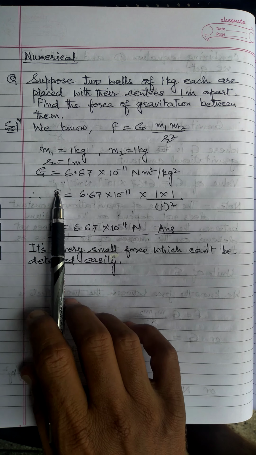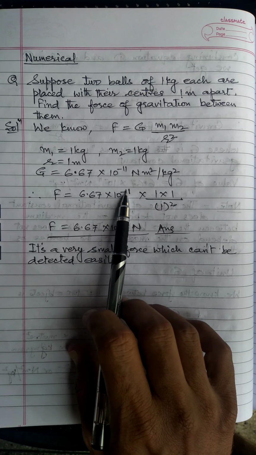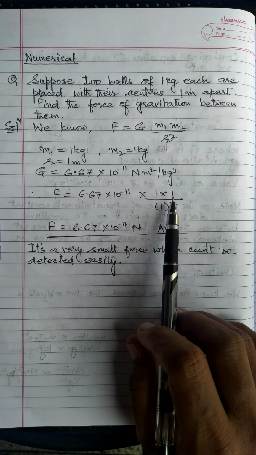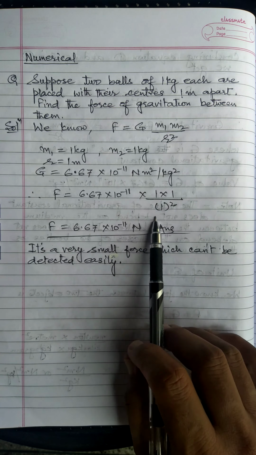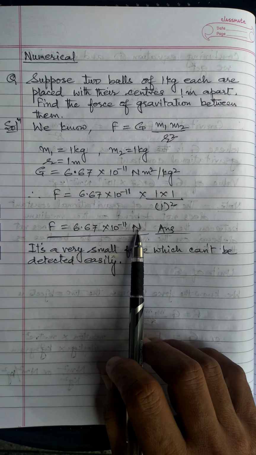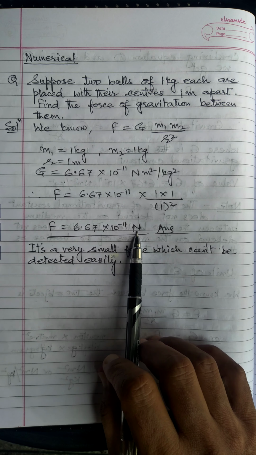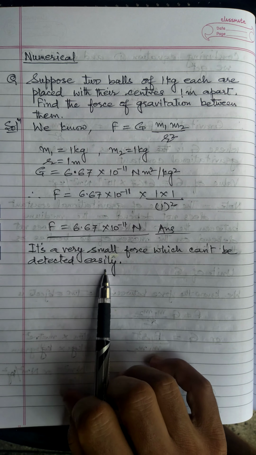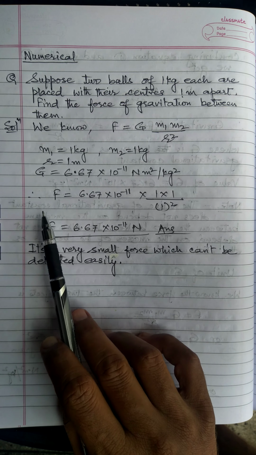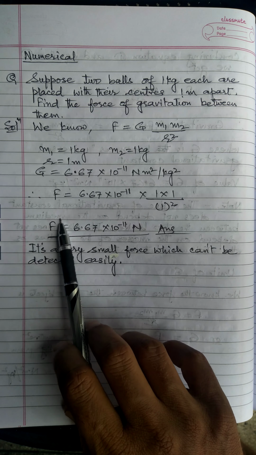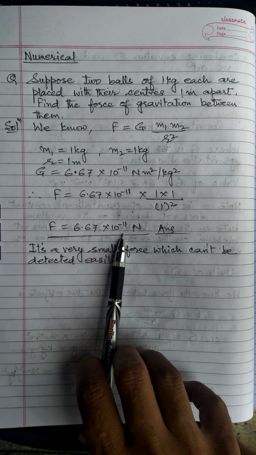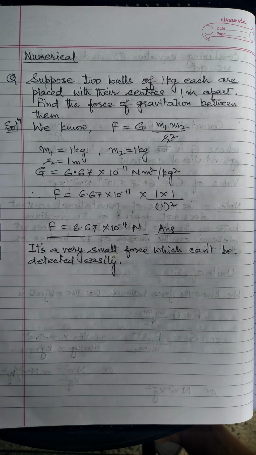So we'll write down 6.67, this value of G, into m1 m2, 1 into 1, divided by 1 square, that becomes 1, so it comes out to be 6.67 into 10 to the power minus 11 Newton. So it is a very small force which cannot be easily detected. If two stones are lying, we can't see them going closer to each other because the force of attraction between them is very small.